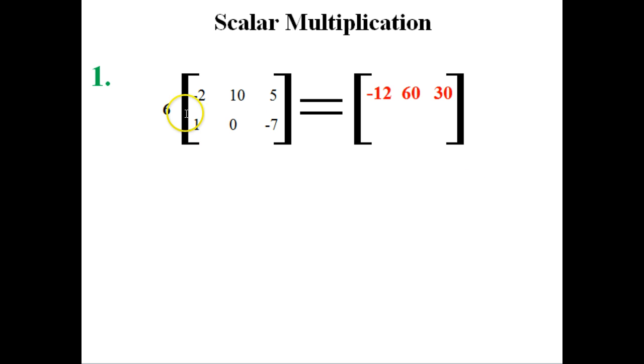Now we'll switch to the bottom. 6 times 1, and that's in the lower left. So in the lower left, I'm going to write here. 6 times 1 is 6. I'm going to write my answer right here. 6 times 0 is 0, and that's in the bottom center. So I'm going to write my answer right here in the bottom center.